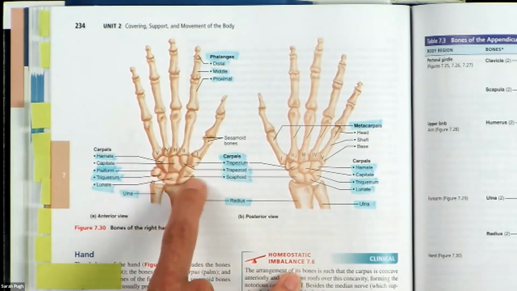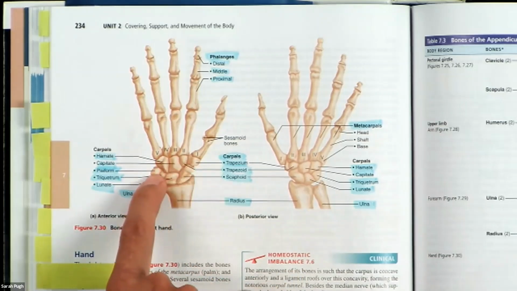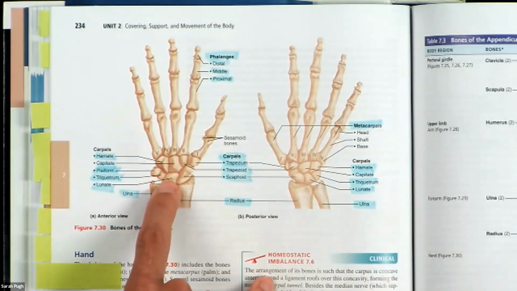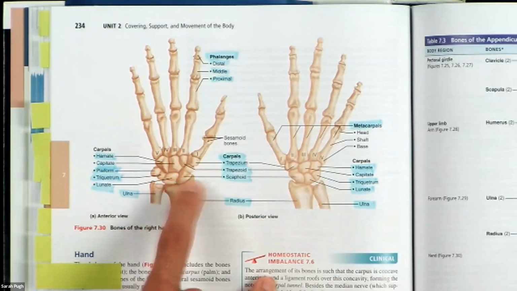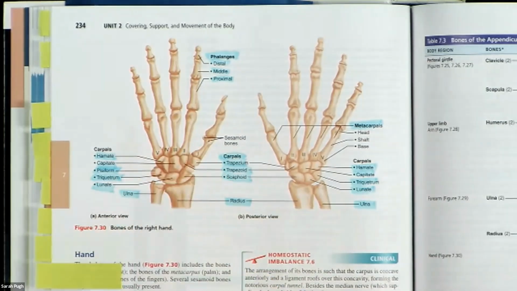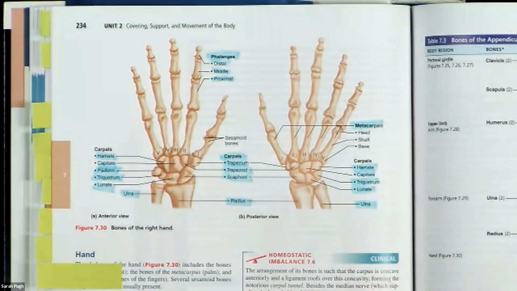Now we're going to go to the ones underneath. Again, we're going to start by the pinky. We have our pisiform, triquetrum, lunate, and scaphoid. Okay, so those are all of our carpal bones. And those, I don't have a saying to help you remember those. You just have to remember. You just have to memorize them.